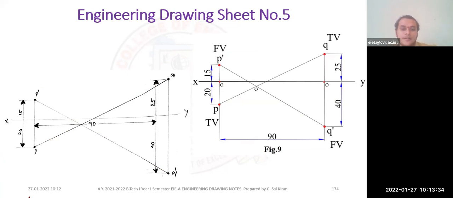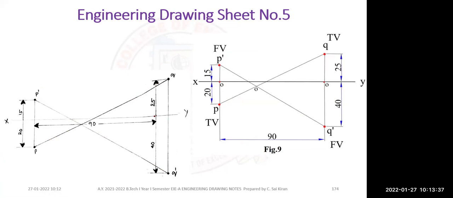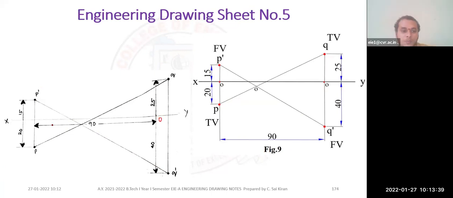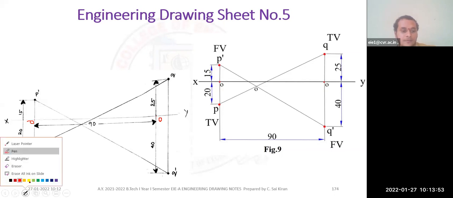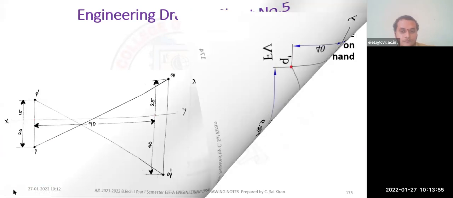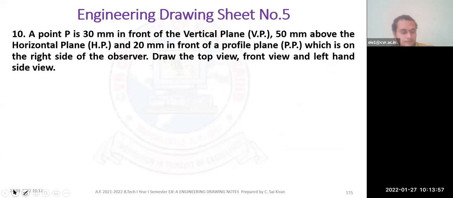At this point, because there is an intersection here, you have to write the letter O. Your seniors have not written it, they might have forgotten. Whenever there is an intersection and there is no labeling for it, you have to write the letter O. Any doubts, you can unmute and ask.